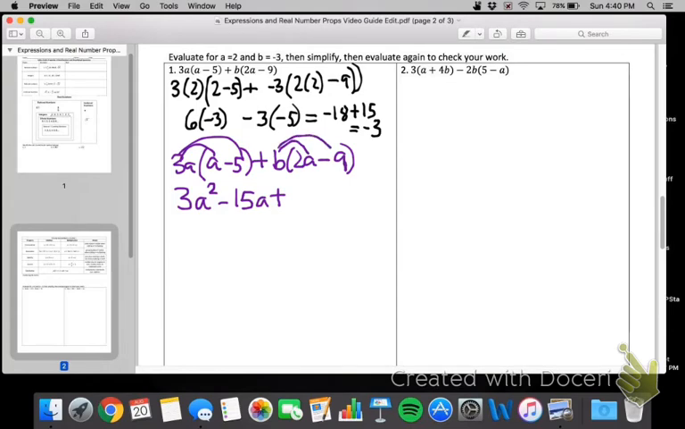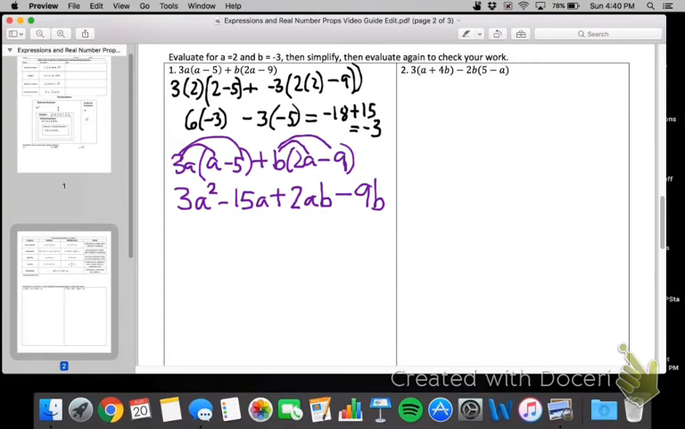b times 2a are not like terms, but we can still write them as though they're multiplied, and we usually like to write things in alphabetical order. So 2ab, so 2 times a times b, minus 9b. And now we look and see if there are any like terms to combine, but sadly there aren't, because this is a squared, and a squared and a are not the same kind of term. So none of these things are like terms. But now let's go ahead and evaluate again. And this is going to help us make sure that we did it right.